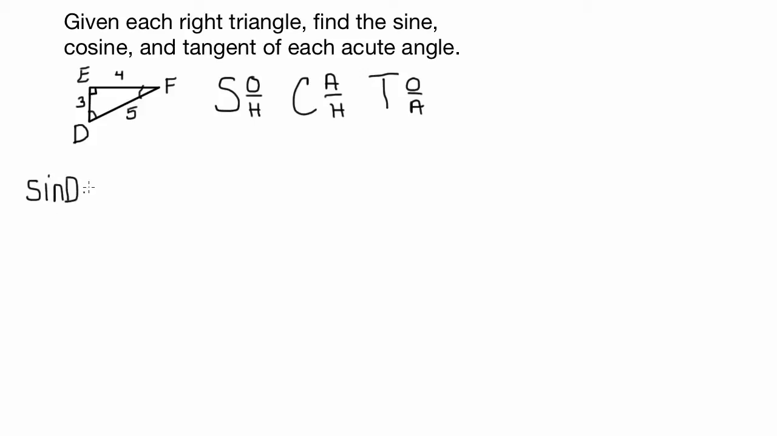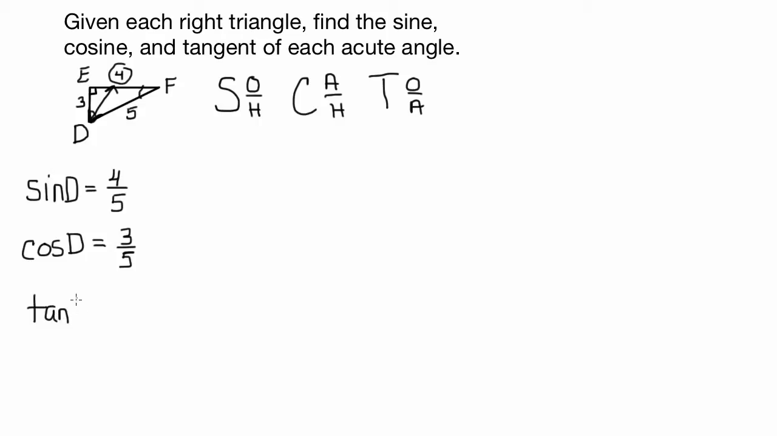We write sine D, and it's just going to be the length of the side opposite angle D, which in this case is 4, over the length of the hypotenuse, the side opposite the 90-degree angle. It's also the longest side in the right triangle, so that's 4 over 5. The cosine of angle D is the adjacent over the hypotenuse. Two sides form angle D: one is the hypotenuse, 5, and the other is the adjacent, 3. So it's 3 over 5.